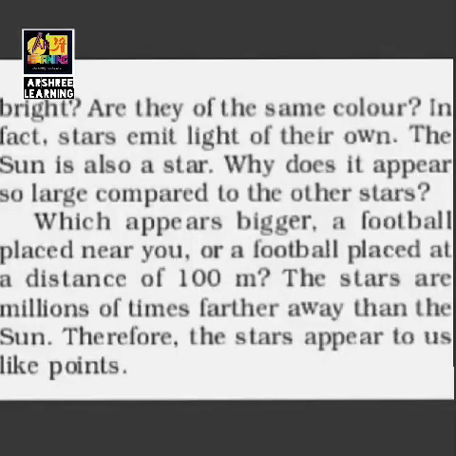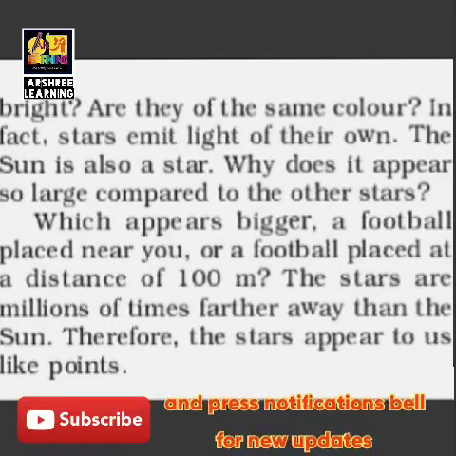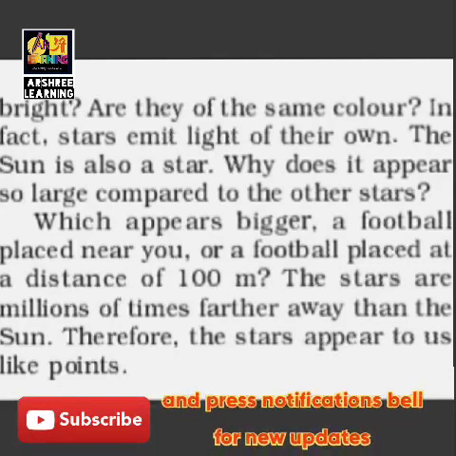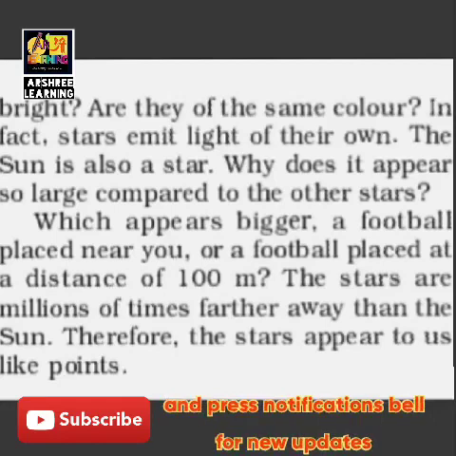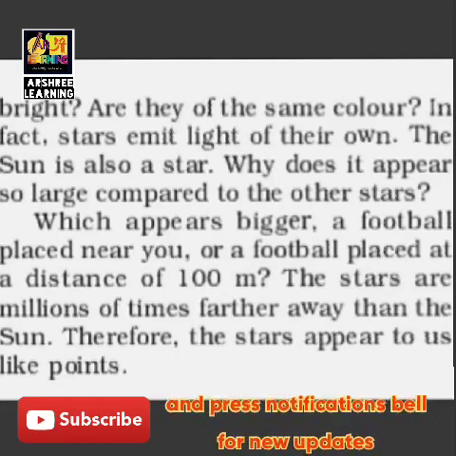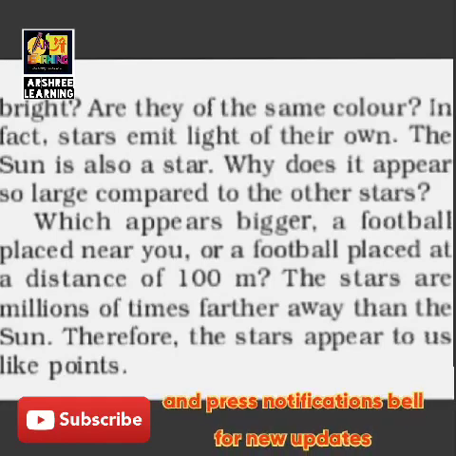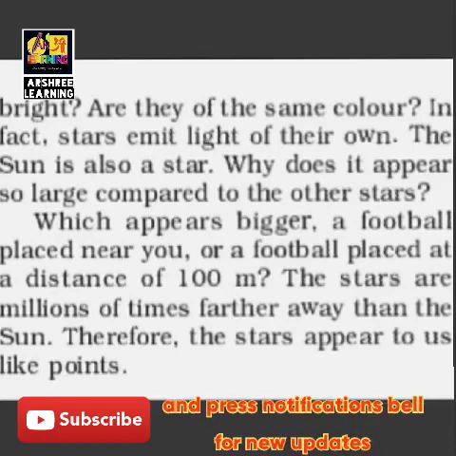The next important topic is the stars. When we observe the night sky, because the stars are not visible in the daytime, at night when you observe them, you will see that the stars appear to be twinkling in the sky. The question arises that the stars appear white, but are they of the same color?